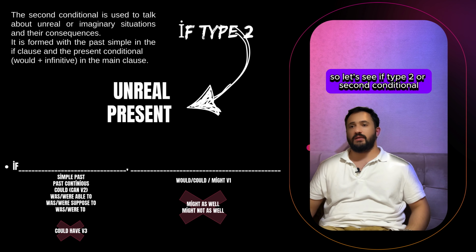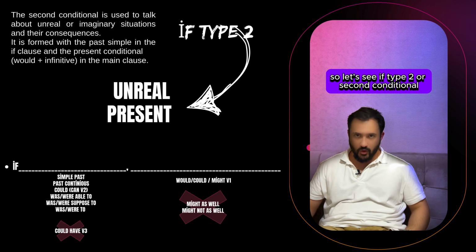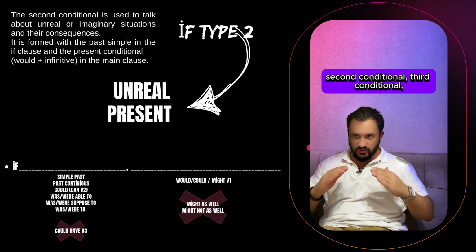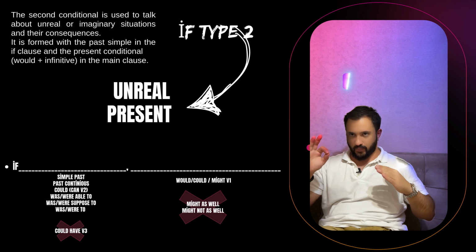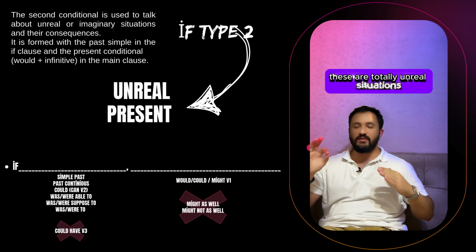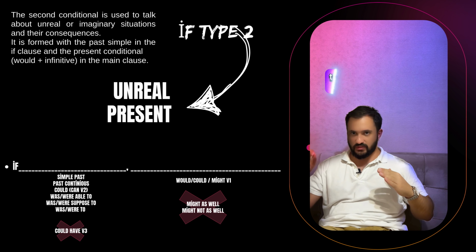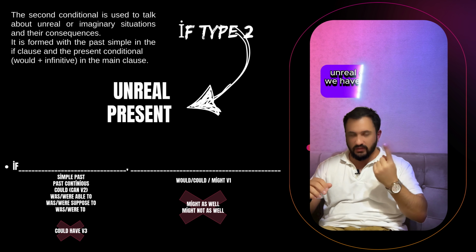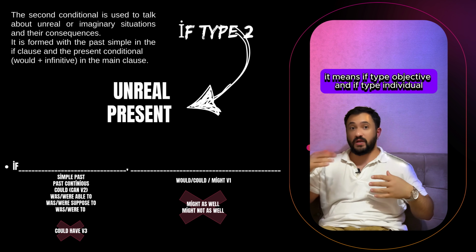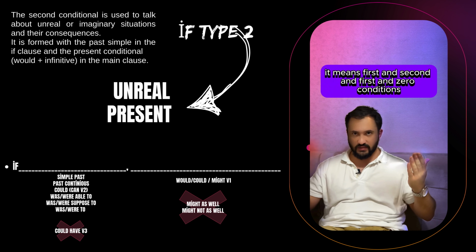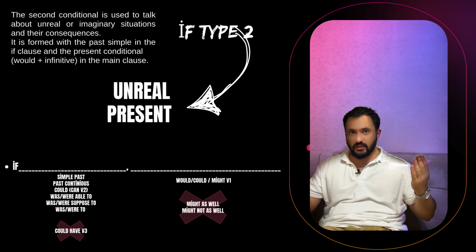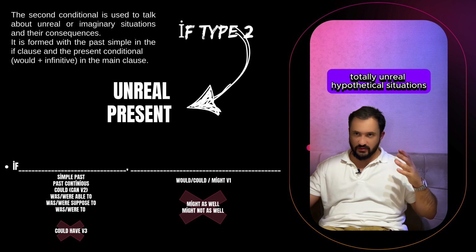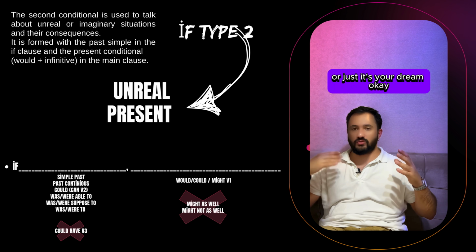Let's see type 2, the second conditional. Second conditional, third conditional, mix 1, mix 2. We have four conditionals that are totally unreal situations, unreal conditionals. Only type 0 and type 1 are about realities. It means first and zero conditionals are about realities. The other ones are totally unreal, hypothetical situations, or just your dream.